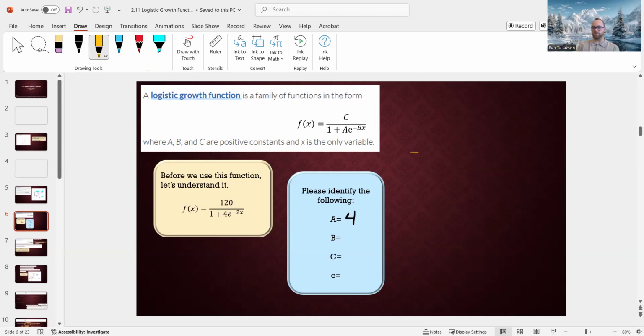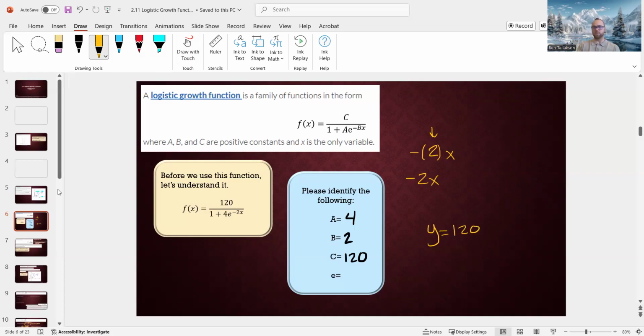Because think about it. If you see negative 2, which you do here, we see negative 2x. What did you have to put in there to see that? Well, 2, right? Because then you'd get negative 2x. So B is not negative, but positive, and C is the numerator, 120. Remember, C also gave us that horizontal asymptote.